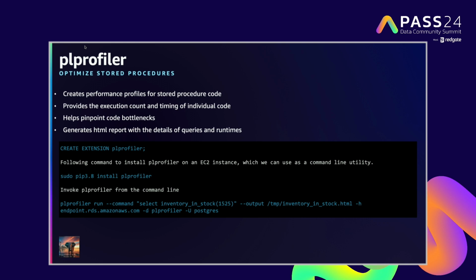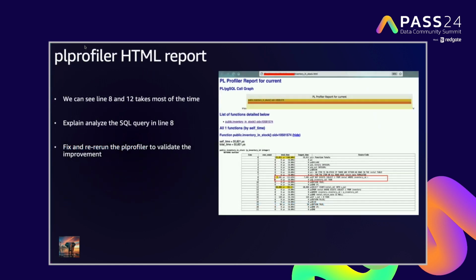To install it, you create the extension. It actually has to be downloaded from GitHub and installed and configured. And then you have to install PL Profiler, which is a command line tool. And then you execute your SQL statement, and it can create an output HTML file. In this example, the PL/pgSQL you're executing is inventory_in_stock, and you're giving it an argument. So that has a bunch of SQL statements in there.